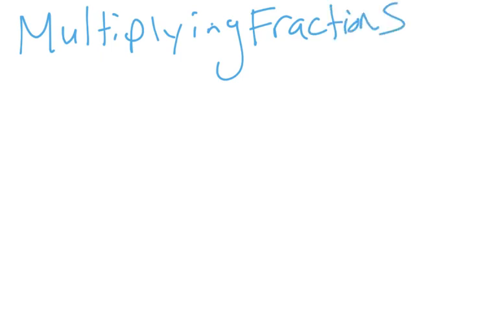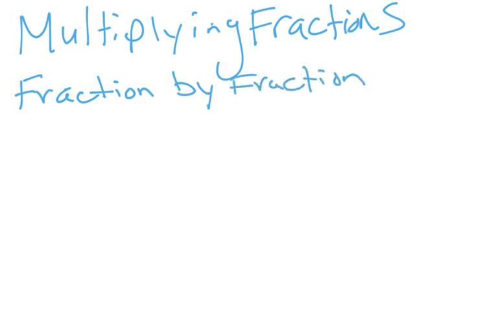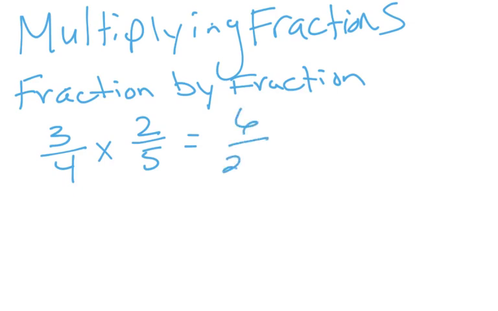Okay, so the first one I'm going to talk about is fraction by fraction. If I'm going to multiply a fraction by a fraction, what I mean by that is there's no mixed number, there's no whole number. So I'm going to talk about 3/4 times 2/5. The process is pretty simple. You would multiply your numerators and then you would multiply your denominators. So 3 times 2 is 6, 4 times 5 is 20.